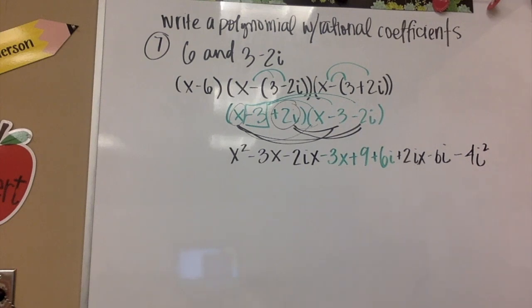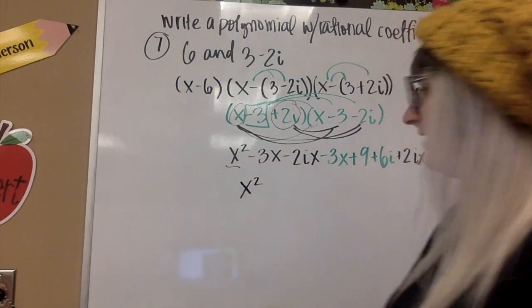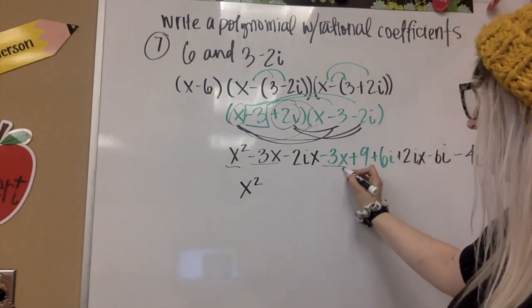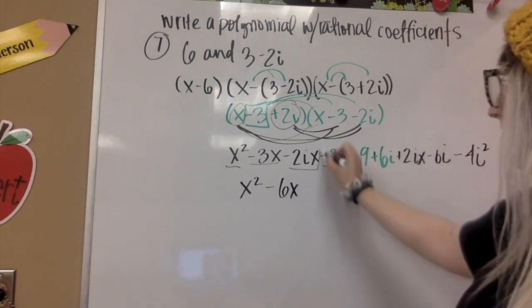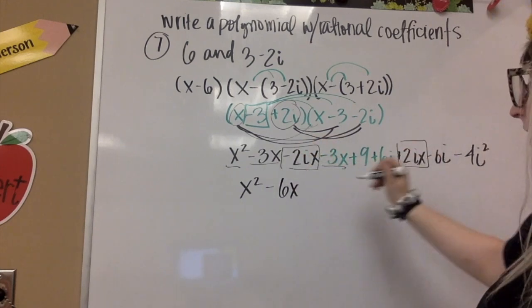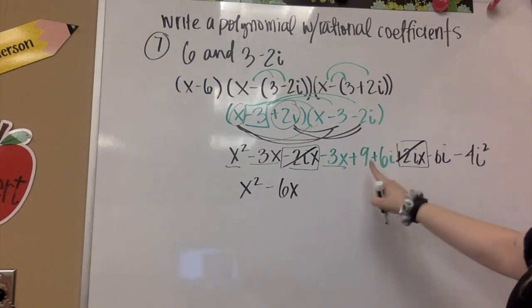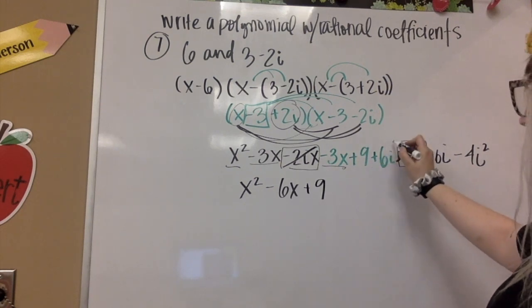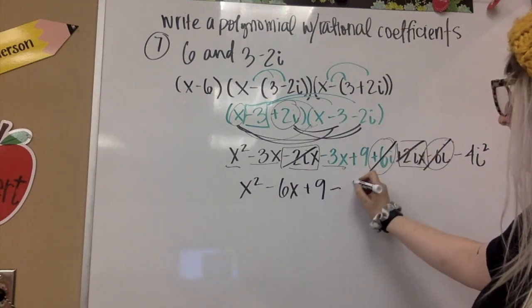All right. The great thing about this is that you're going to have a lot that cancels out. My x squared doesn't have any friends, so it just stays x squared. Negative 3x can combine with negative 3x, and we get negative 6x. Negative 2ix and positive 2ix will cancel out. 9 doesn't have any like terms. 6i and negative 6i will cancel out as well. And then I have minus 4i squared.